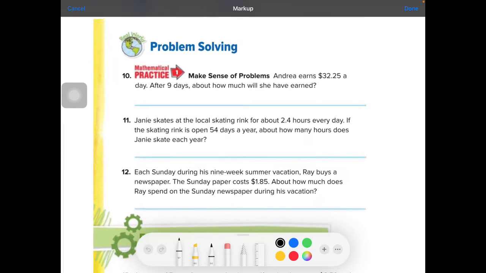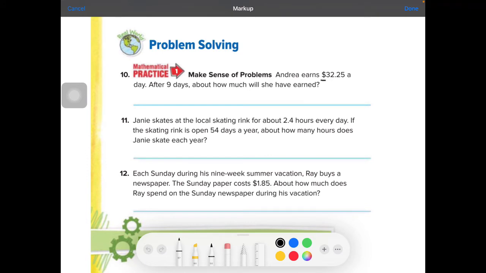Number 10, make sense of problems. Andrea earned $32.25 a day. After 9 days, about how much will she have earned? Okay, so let's look at this number right here, 32.25. Is that closer to 30, 35, or 40? I'm going to say that's closer to 30.